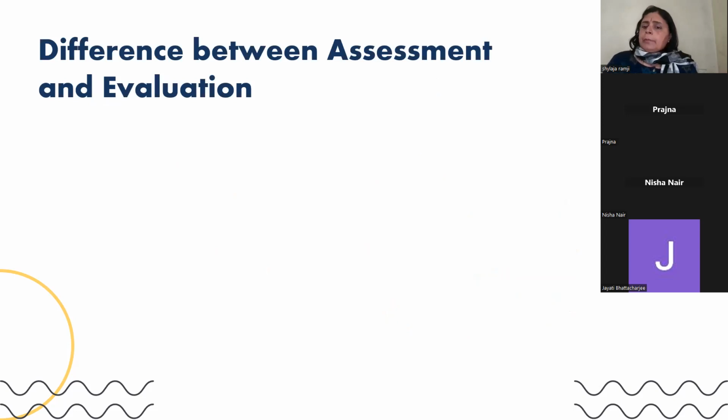So what do we mean by an assessment and what is an evaluation? Are these two just the same, or is there a slight difference between these two? Right. So what is the difference between an assessment and an evaluation? An assessment is an ongoing process.